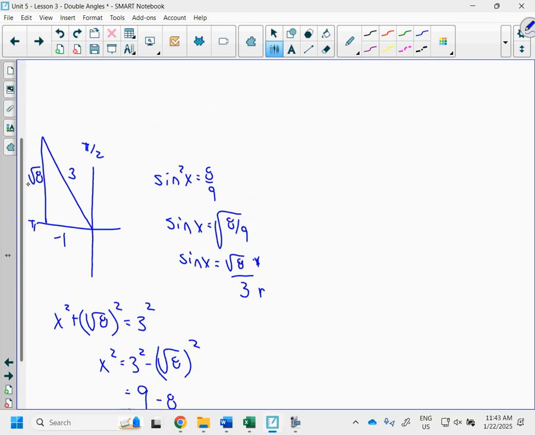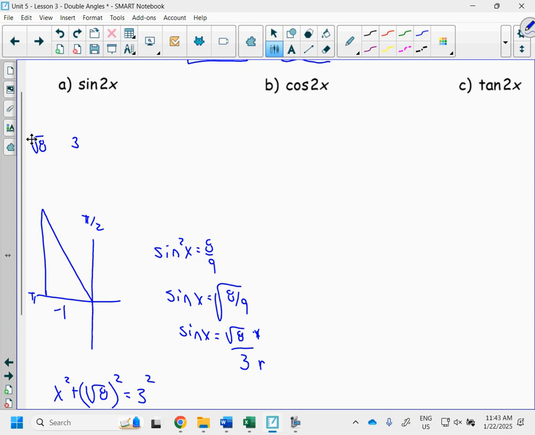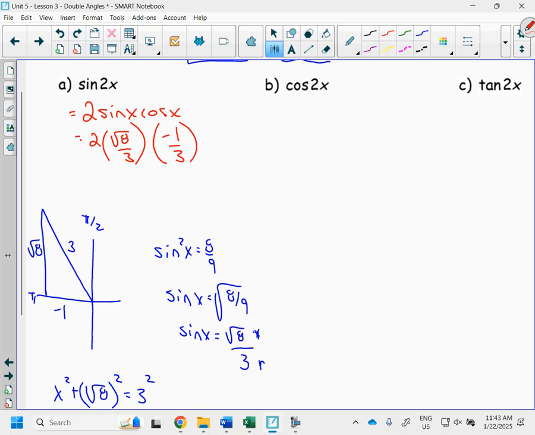Okay, once you get your triangle, you actually have all the parts and pieces you need. Move those numbers here. Okay, sine 2x is a double angle. 2 sine x cos x. Our sine x we know is root 8 over 3. Our cos x is x over r. And we can multiply this together. We'll get negative 2 root 8 over 6.